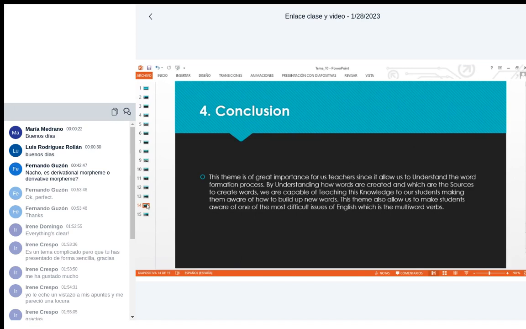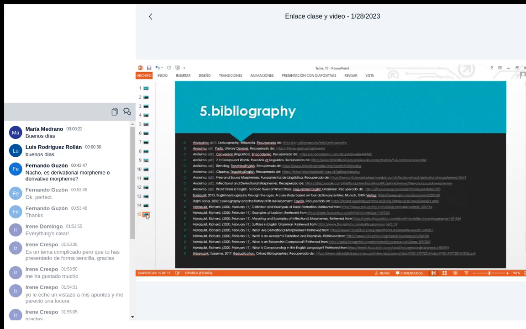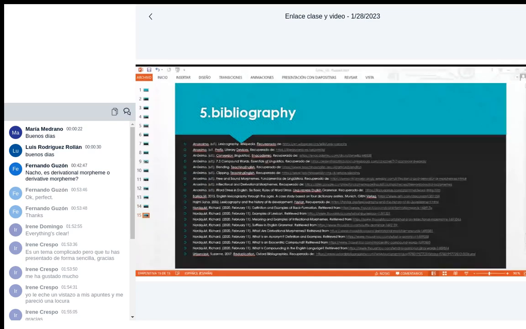Now, this is very important when we are teachers, and also very important to make students realize of word formation, because by making them realize of this process, which in some cases follows a pattern, the students may create their own words, which are existing words, and enrich their own vocabulary. And this would be the end of today's theme. Have you got any question regarding this theme?